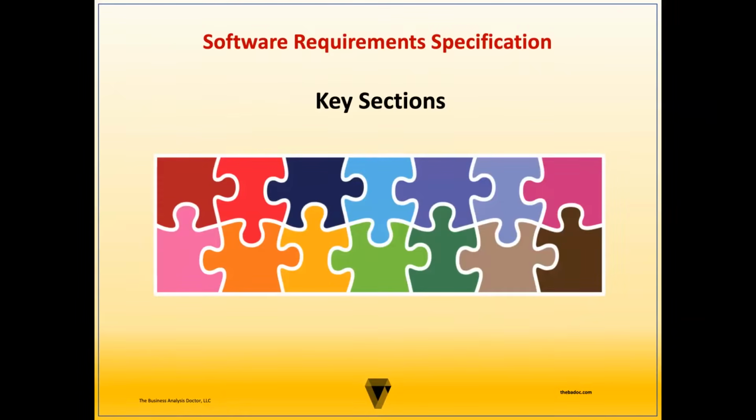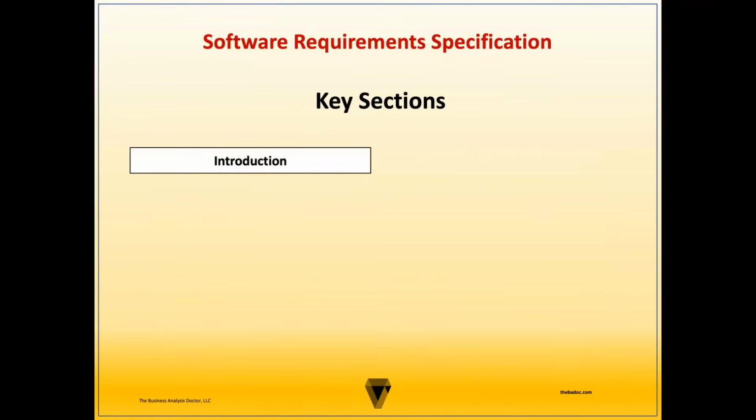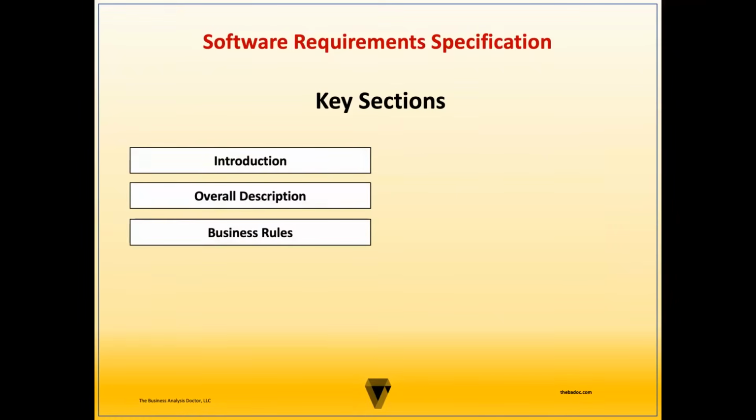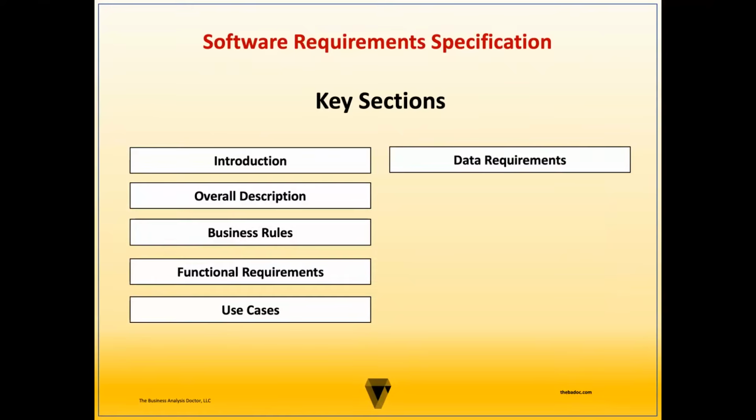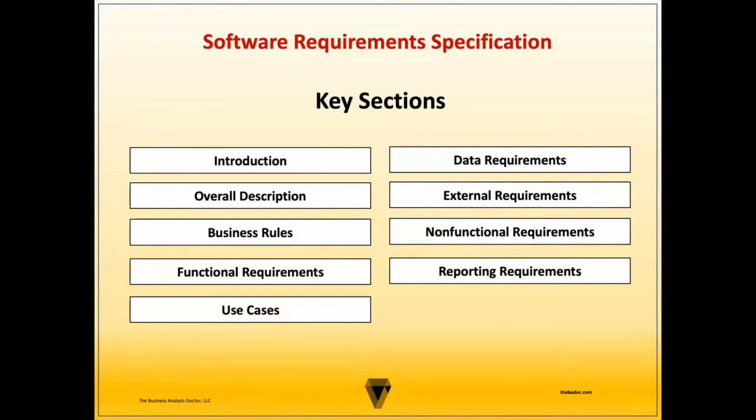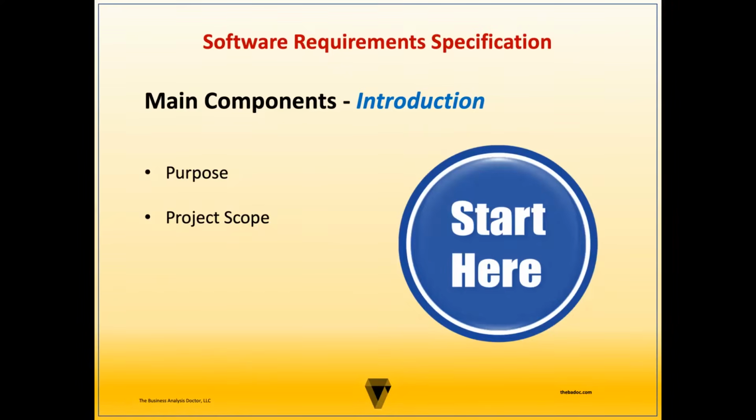While the structure of the software requirement specification varies based on the needs of the organization and project, the most common sections of the SRS include introduction, overall description, business rules, functional requirements, use cases, data requirements, external requirements, non-functional requirements, reporting requirements, and supplemental information. Now let's look at each section in detail.